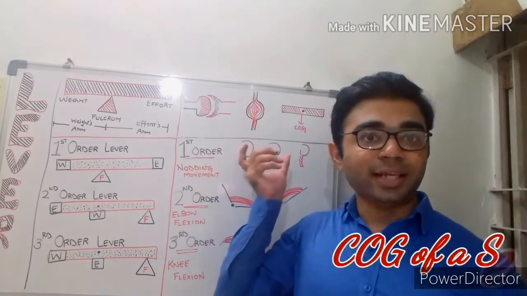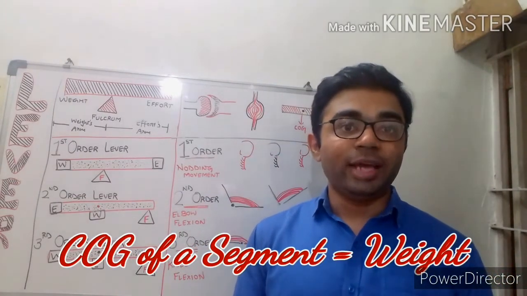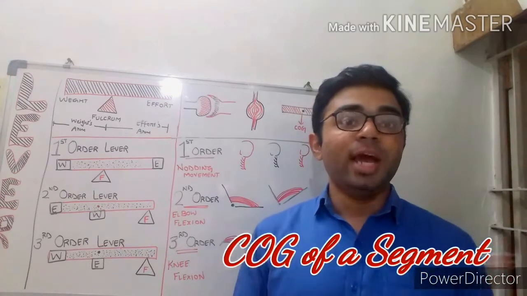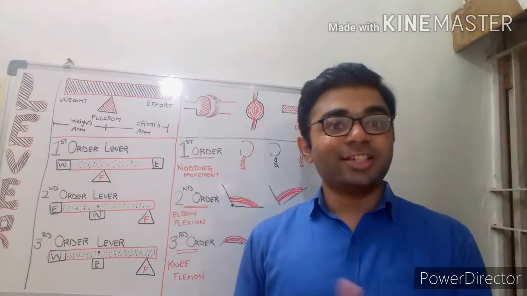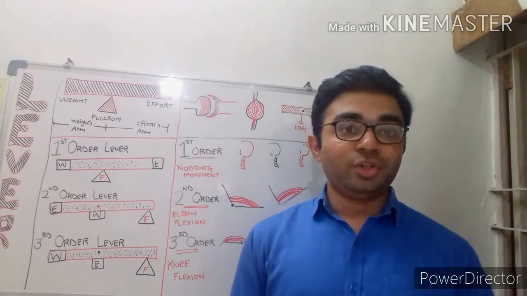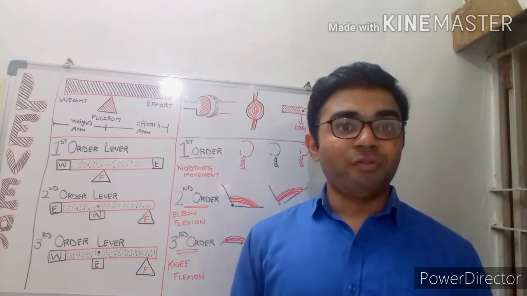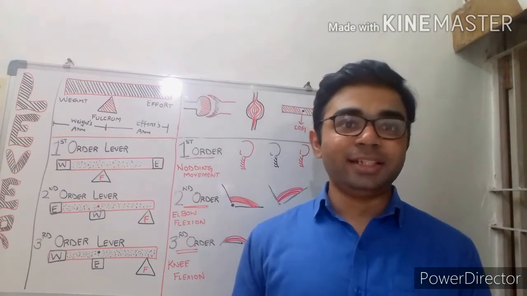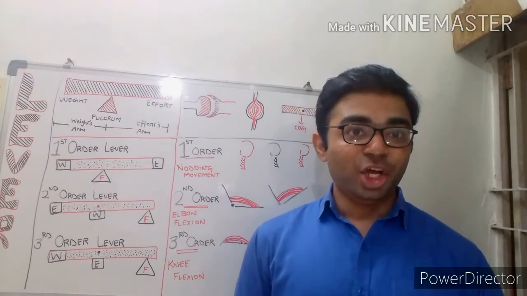And the third thing is the center of gravity of a particular segment, that is, it can be a forearm and hand segment, it can be a leg or foot segment. So here the center of gravity or any external resistance in the form of a sandbag or a dumbbell may work as a resistance or the weight. The concept of a weight arm and the effort arm remains the same. So let us study the first order lever in the human body.